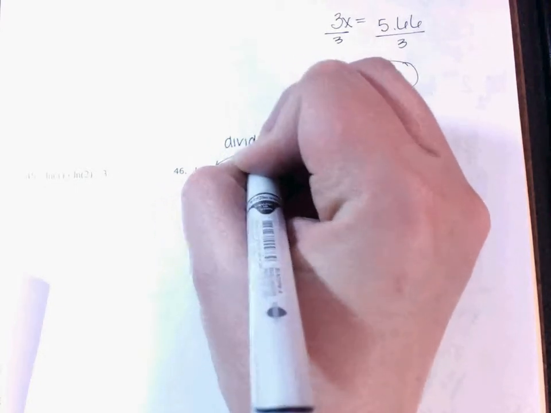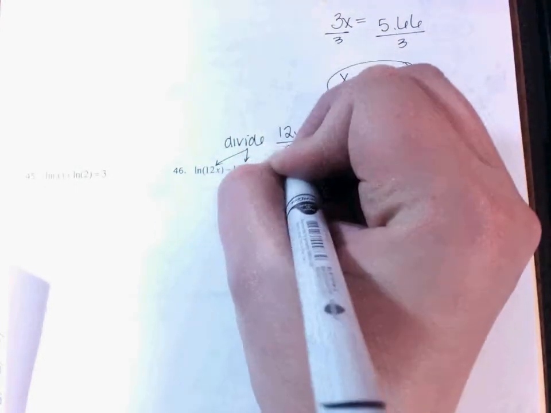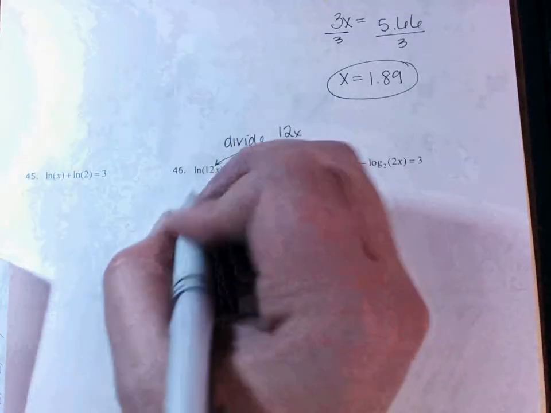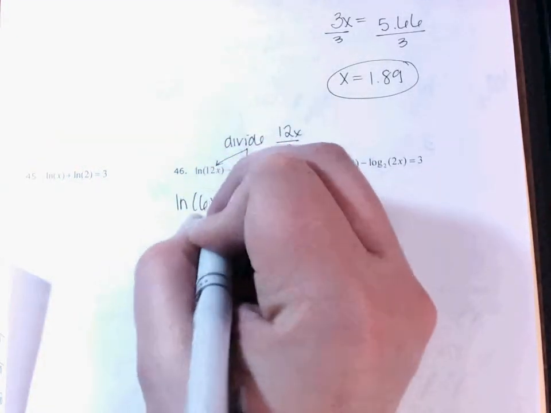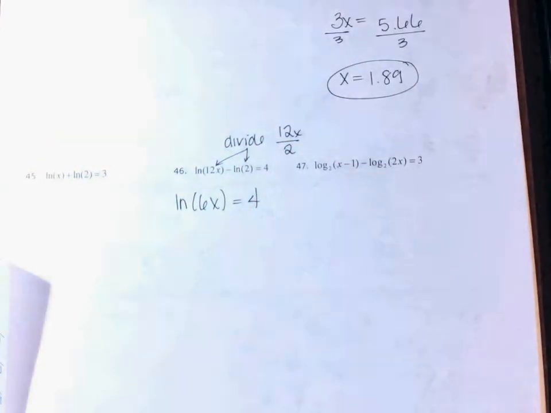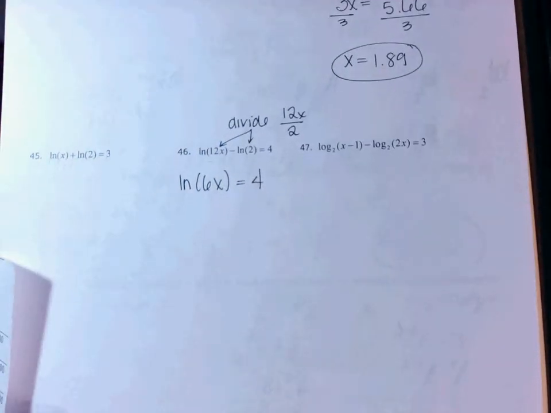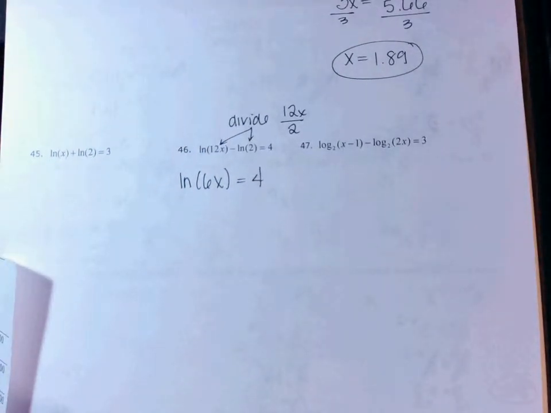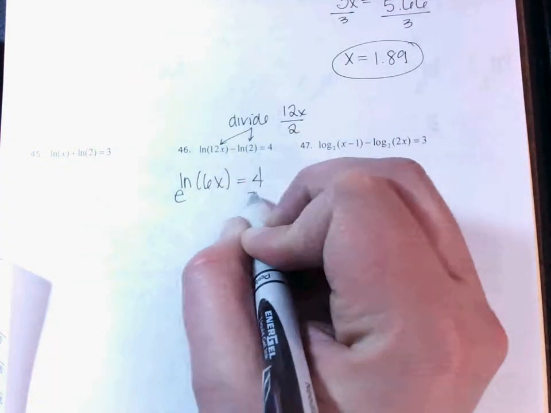And if I need to divide 12x by 2, what am I going to have in the middle? ln of 6x. Okay, now one more time. How did we know we were dividing those logs to combine? Because it was a minus in the middle. Good. Then from there, how do you cross out an ln? E it and E it.